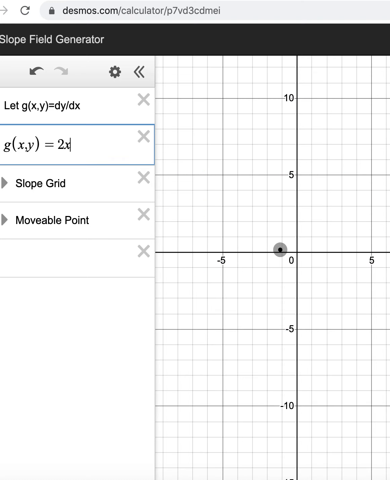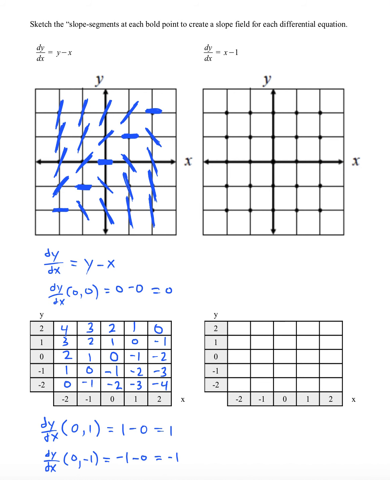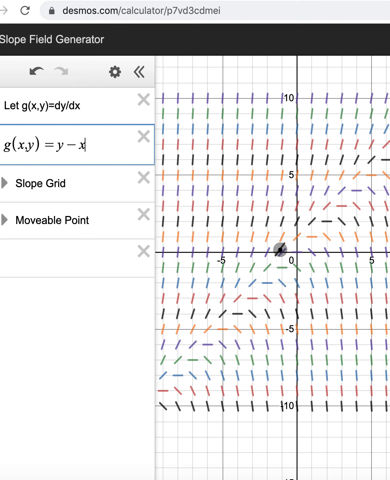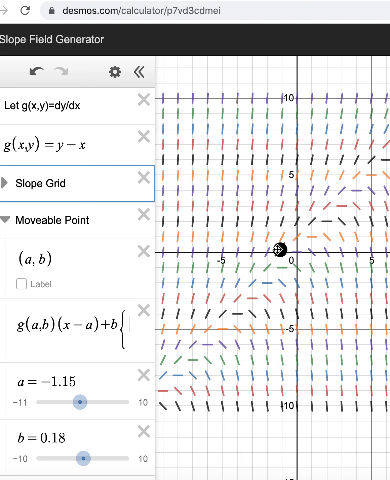Now, let's get rid of their function, and let's go back to what our problem had used. Our problem was dy over dx equals y minus x. So we want to type that in. Okay, and this is the result we get, which looks quite a bit like what I had drawn freehand. There's a movable point, which will show the slope at different points and see how it's changing as I move around the xy plane.